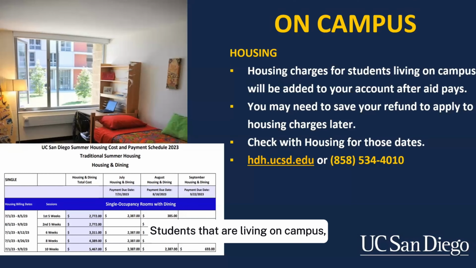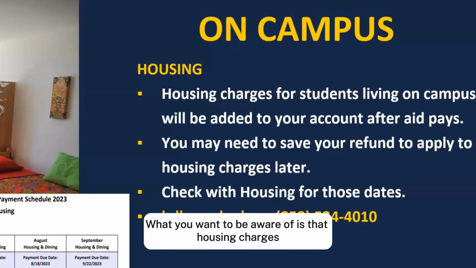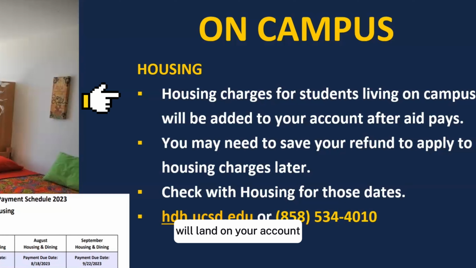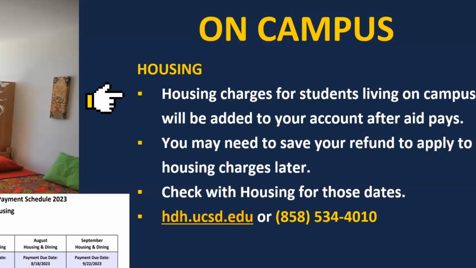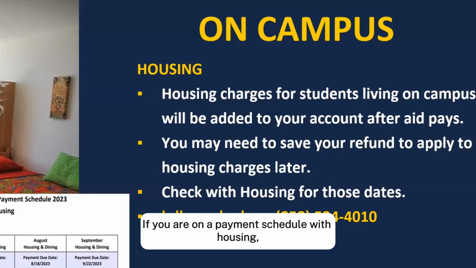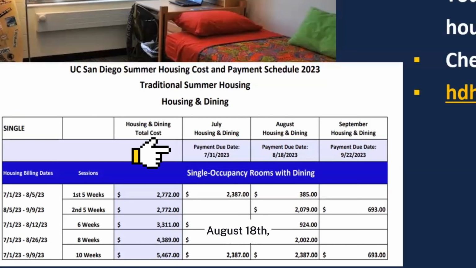Students that are living on campus, it is different for you in the summer than it is during the school year, and we want to let that be known to you now. What you want to be aware of is that housing charges will land on your account, but they don't come on until later on. If you are on a payment schedule with housing, they have a payment due deadline of July 31st, August 18th, and September 22nd.